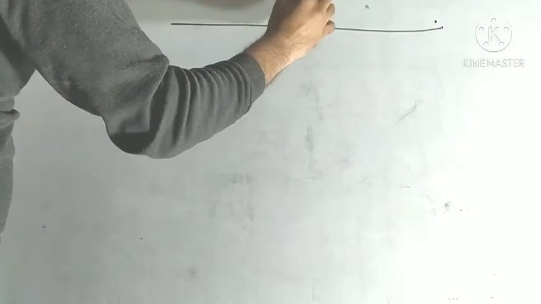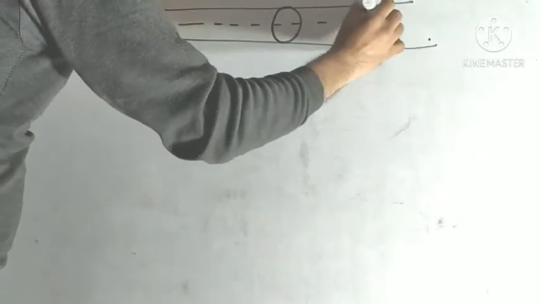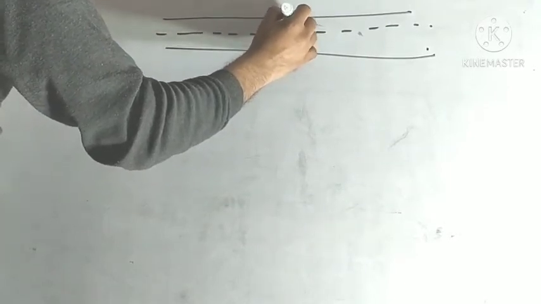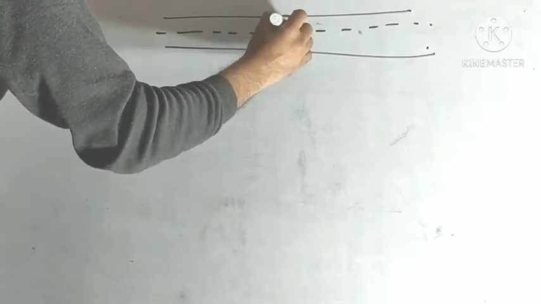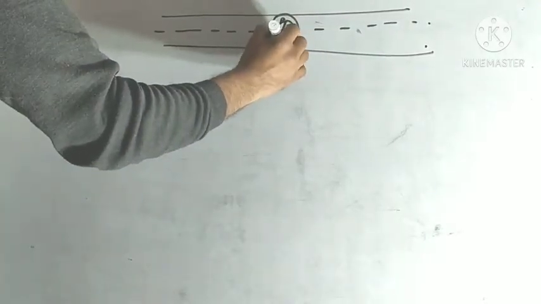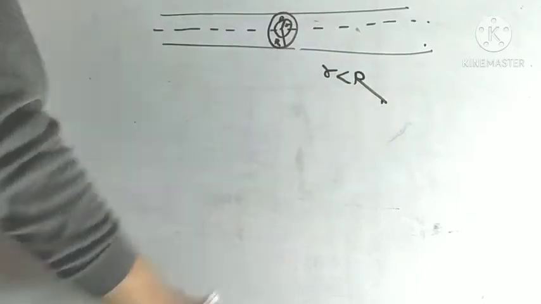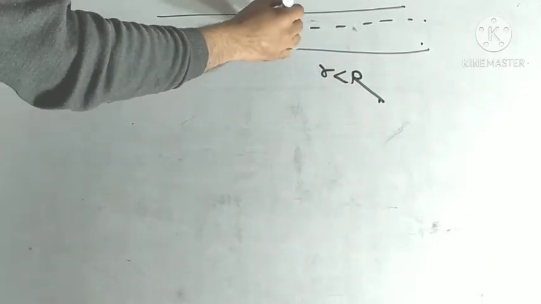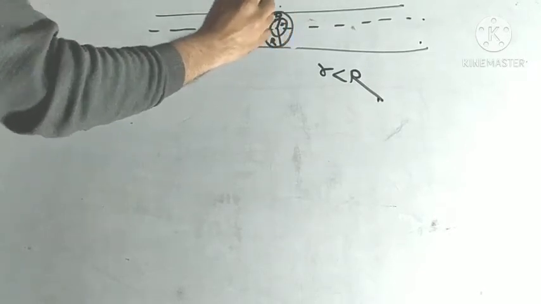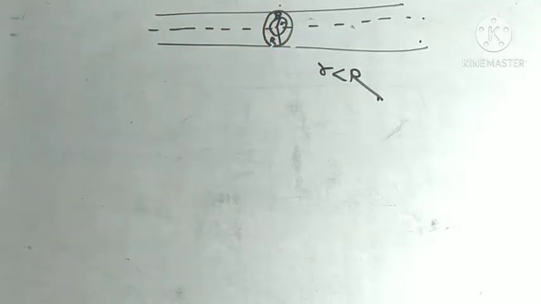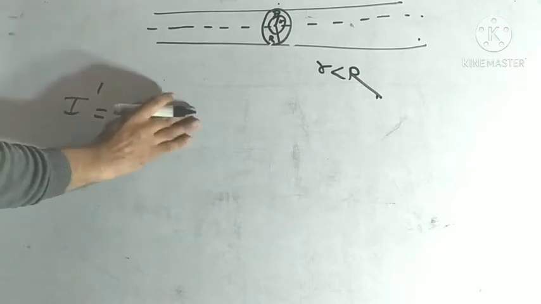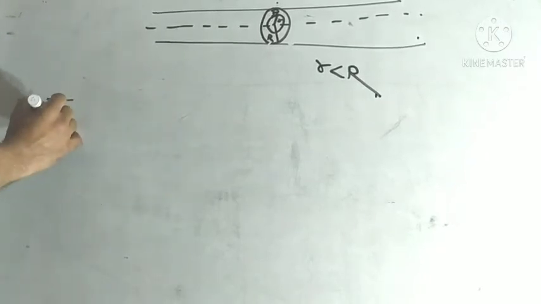This is the axis of this wire, and we take any point P here, which is at distance small r from this axis. The radius of this wire is capital R, here r is less than R. Now we have to find the magnetic field at this point P. So here, the I dash current, we write all these things here.